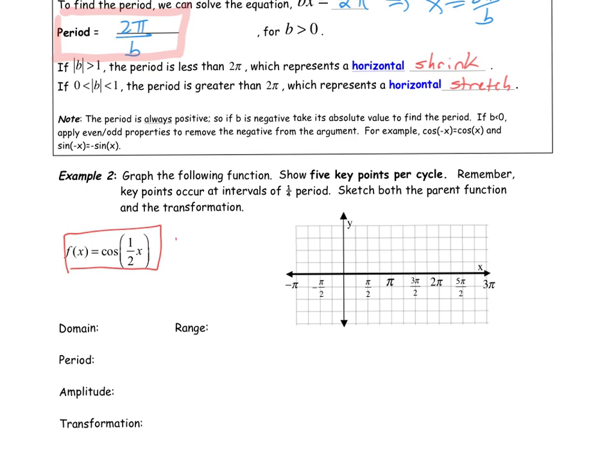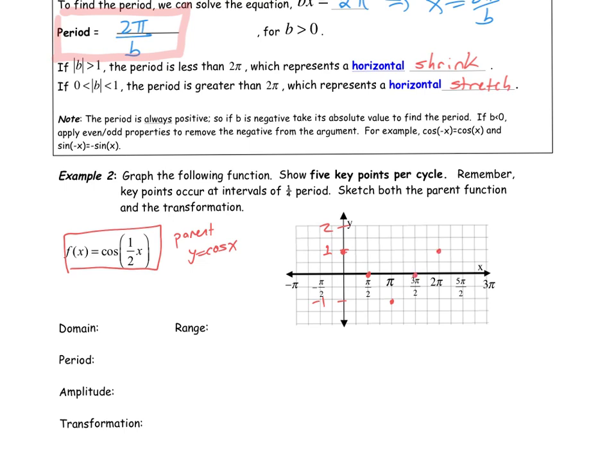Okay, so the parent is y is equal to cosine x. You need to remember that cosine begins at the maximum value of (0, 1). I'm going to let 2 lines be 1 unit on my graph. So cosine is going to start at (0, 1) for the parent function, and then every quarter period, which will be 2 pi times 1/4, I'm going to get a key point. So at pi over 2, it's going to go to the midline. At pi, it's going to go to -1. 3 pi over 2 is back to its midline, which is 0.